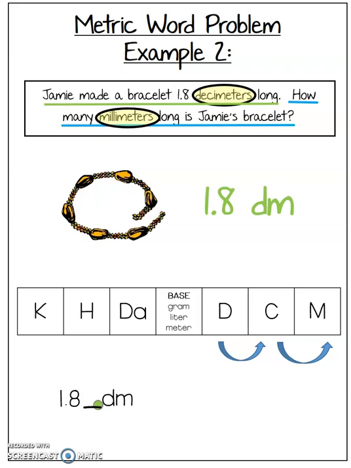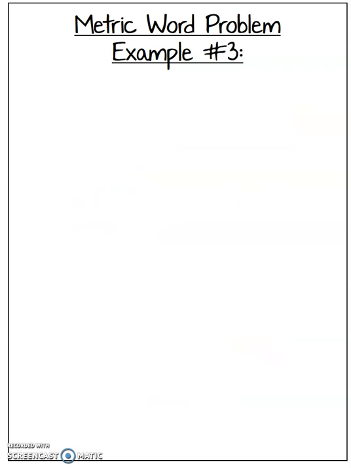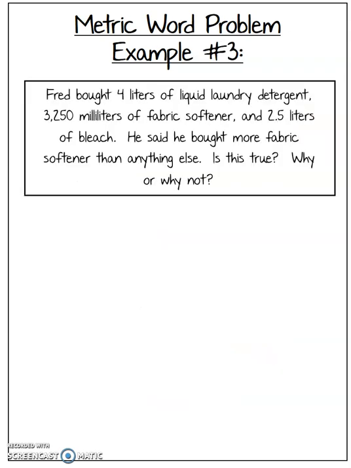In other words, 1 8/10 decimeters is the same as 180 millimeters. Let's take a look at one more type of metric word problem that you might see. This example says, Fred bought 4 liters of liquid laundry detergent, 3,250 milliliters of fabric softener, and 2 5/10 liters of bleach. He said he bought more fabric softener than anything else. Is this true? Why or why not?